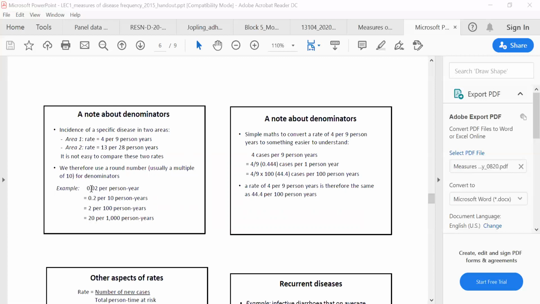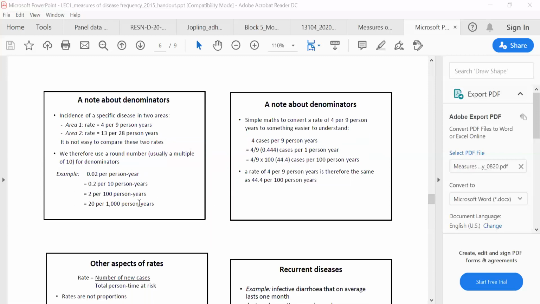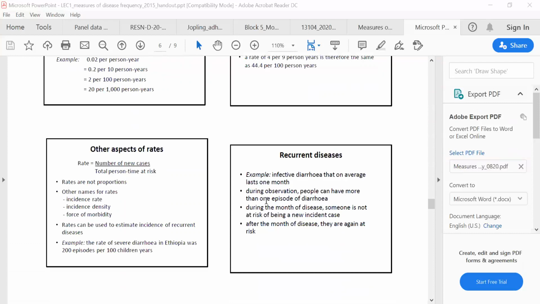They are the same, but usually when you're expressing some of these things, we always advise to express this per 100 or at least per 1,000, so that it makes sense. If you say 0.02, it's difficult to understand as opposed to expressing it as a whole number. This one, you can also do as homework, where you convert 4 per 9 person years into a whole number.